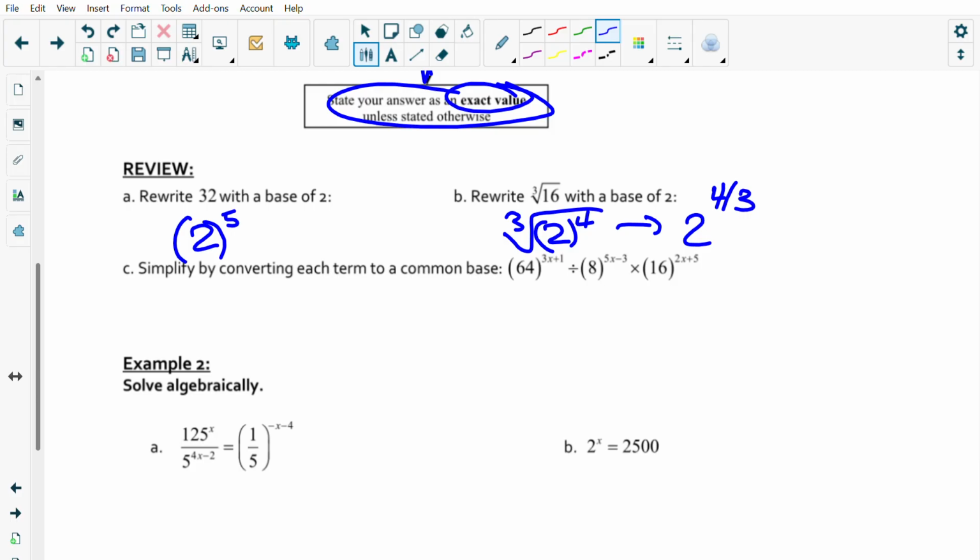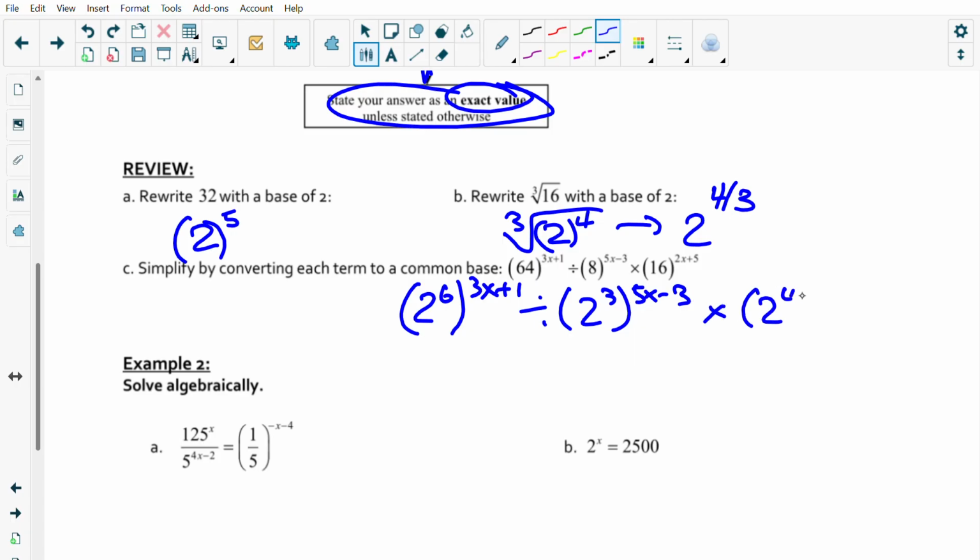So I have 64 to the 3x plus 1, divided by 8 to the 5x minus 3, times 16 to the 2x plus 5. Let's put this all in terms of a common base. I think base 2 might work. Base 4 doesn't work. Base 2. So 64 is 2 to the 6th, so that's 2 to the 6th to the 3x plus 1, divided by 2 to the 3rd to the 5x minus 3, times 2 to the 4th to the 2x plus 5, okay?